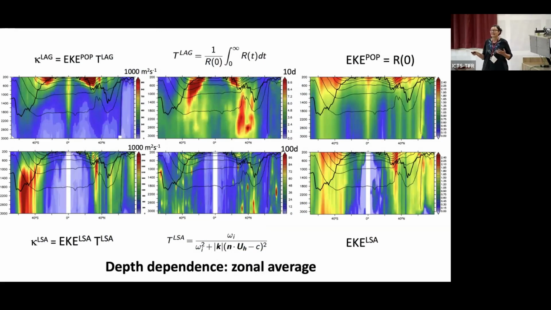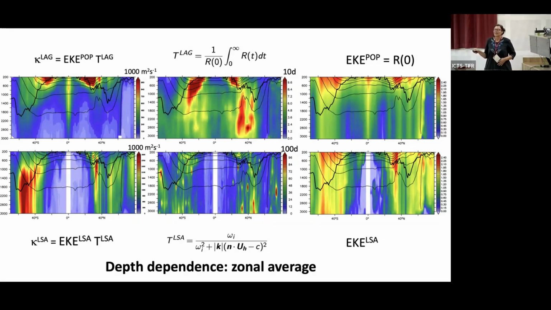So let's look at the depth dependence. So first we actually have to note that the Lagrangian diffusivity in zonal average diagnosed from the model looks completely different from the PV diffusivity diagnosed, basically predicted from the stability analysis.